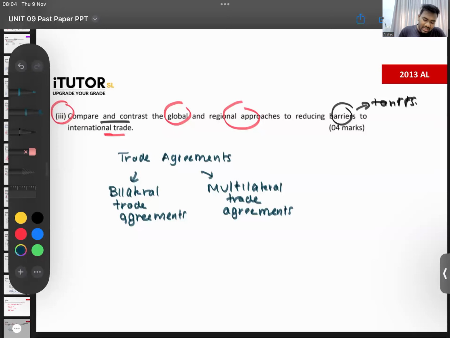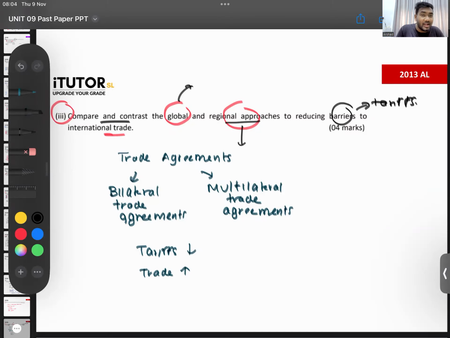You can talk about how the tariffs are eliminated, and how this improves the amount of trade. You can talk about those. So those are more like regional approaches. Can you tell me any global approach? Worldwide, what kind of approaches have they taken?